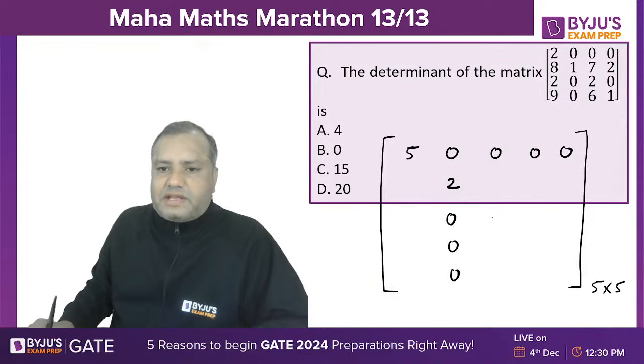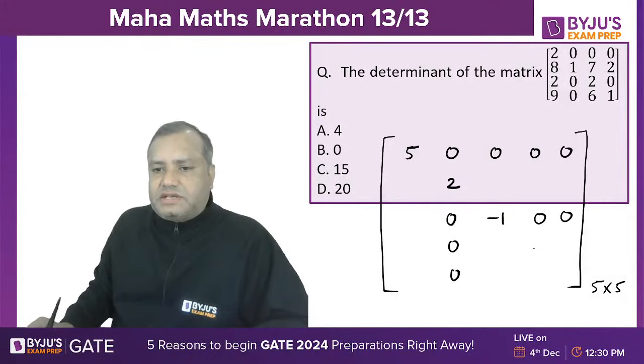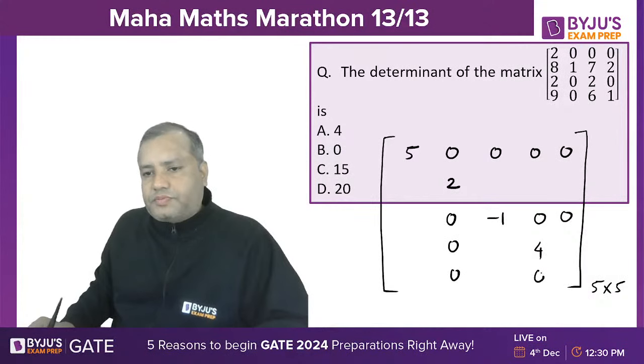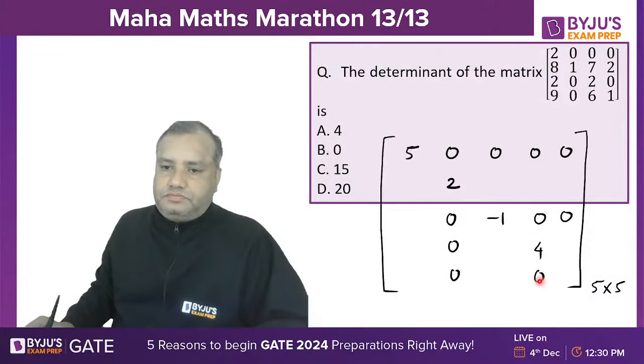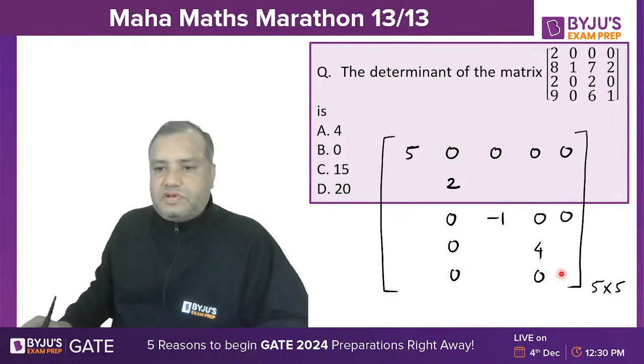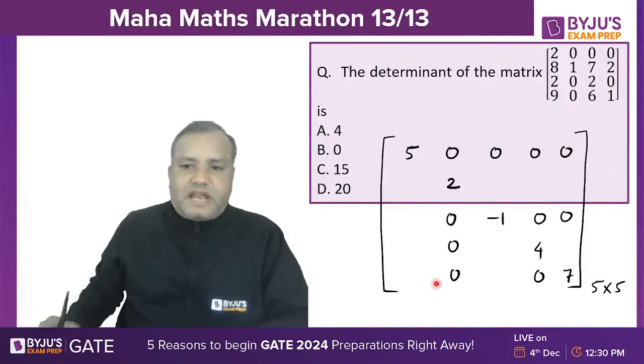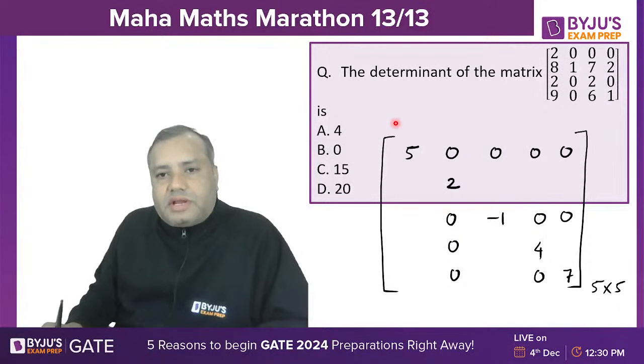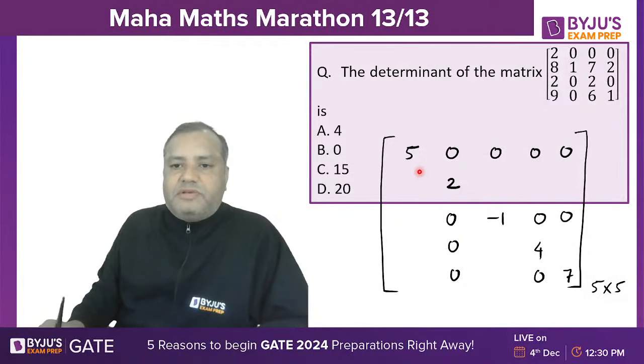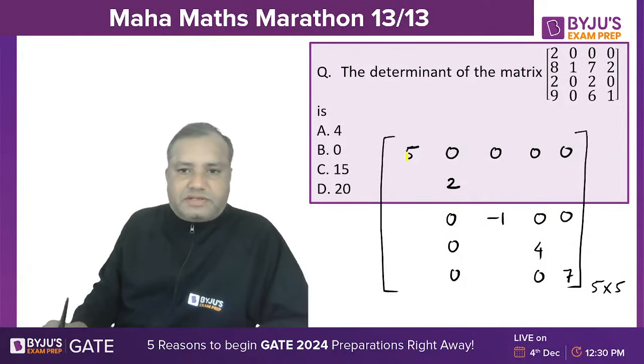The third diagonal element is say -1 and all the elements on the right side of this are 0. The fourth diagonal element is say 4. All the elements below this are 0. And the last diagonal element is say 7. The rest of the elements can be anything. The determinant of such a matrix will be just the product of the diagonal elements.